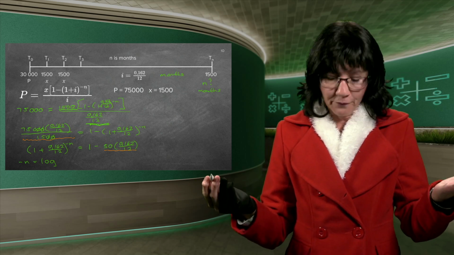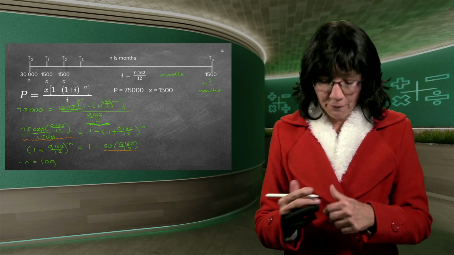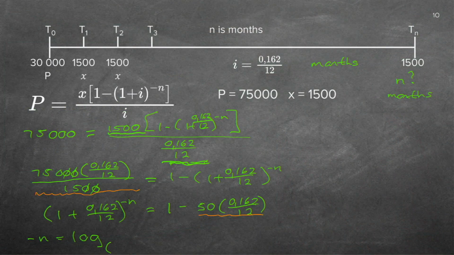So that's why I rather prefer to leave it. So what was my footnote of the minus n? That whole big fat bracket: 1 plus 0.162 over 12, close the bracket. What did I not write down now? The whole right-hand side. So in my bracket here, 1 minus 50, bracket, 0.162, oh, I left out the 1 there, over 12, close the bracket.